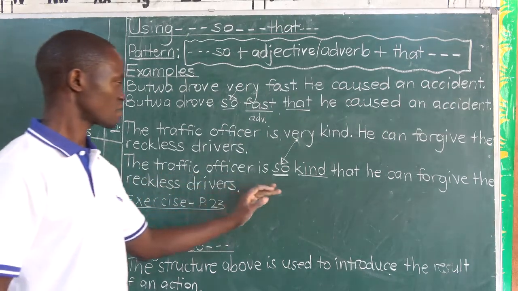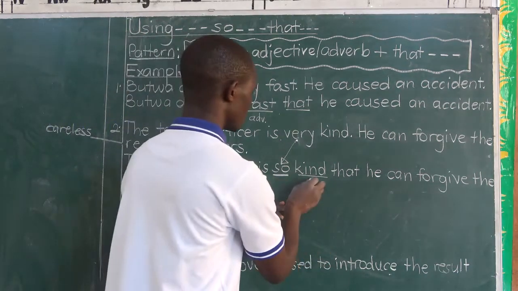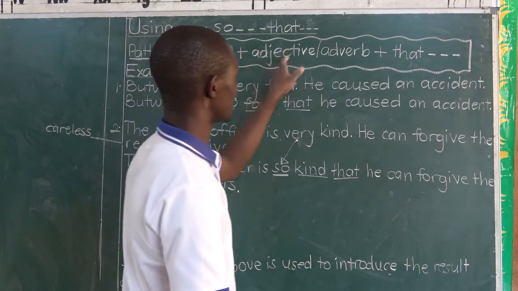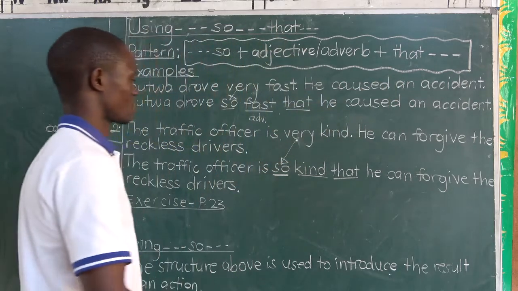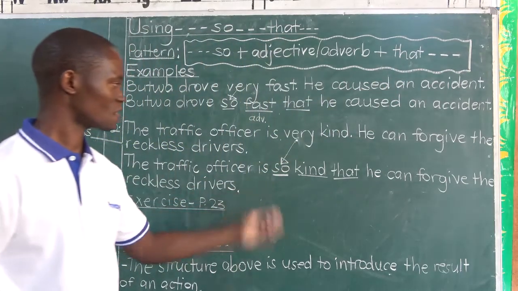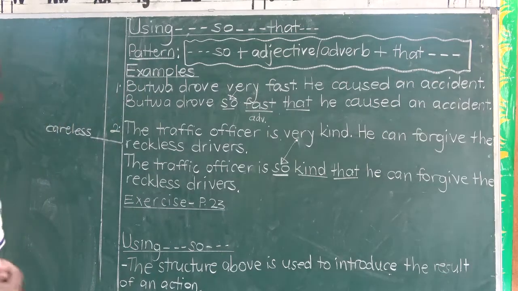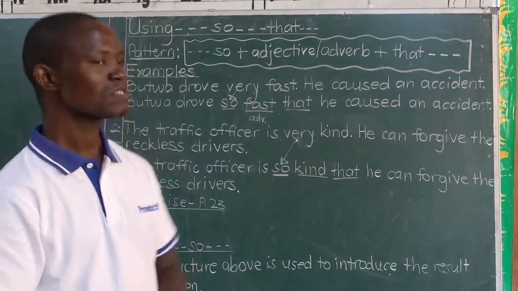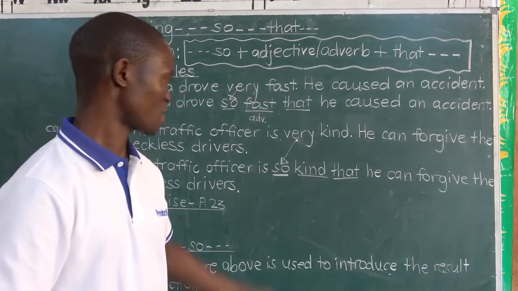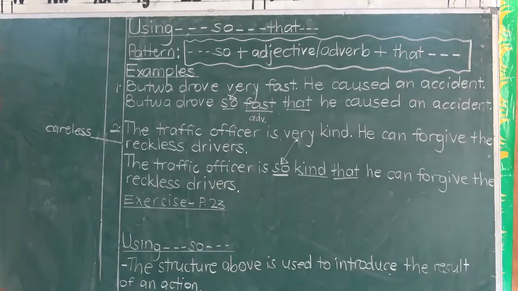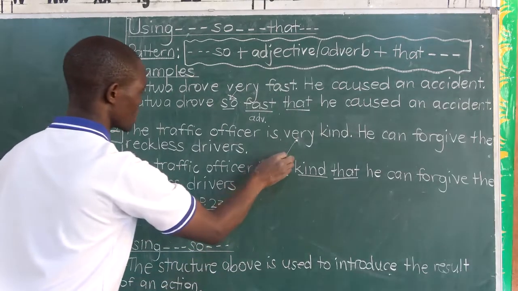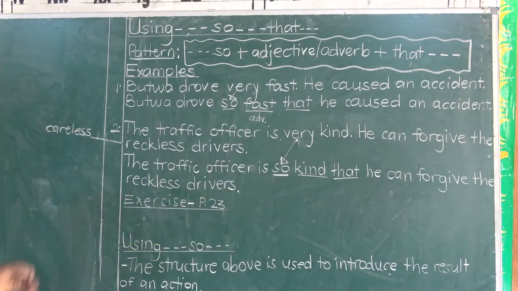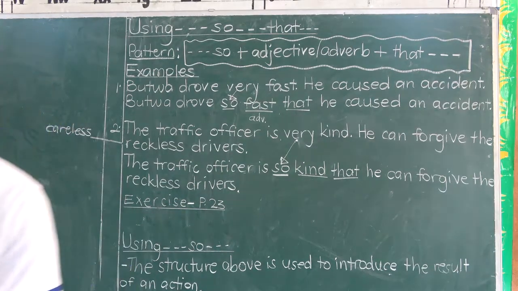The traffic officer is so kind. After "kind", which is an adjective, you go to "that". So kind that. Meaning our answer is okay. The traffic officer is so kind that he can forgive the reckless drivers. Do not use "so" with "very". You may use it later in your studies, but not at primary level. At primary level, "so" means the same as "very". Basic English.